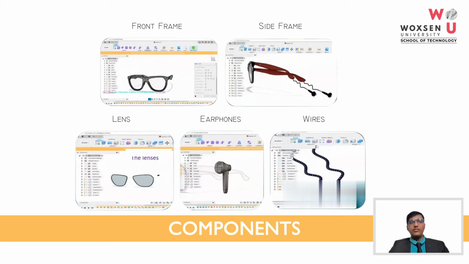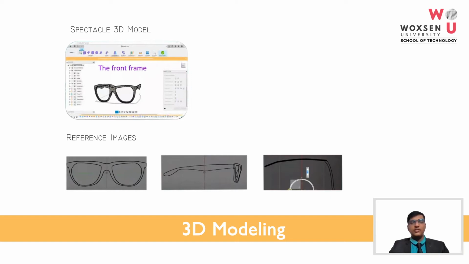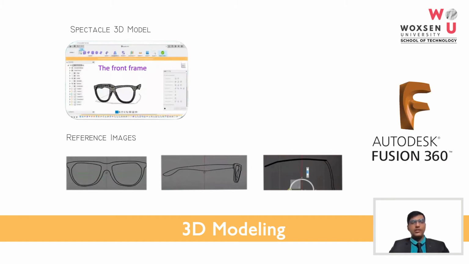How were these components made? As you can see in the three pictures below, I took those three pictures as reference and formed a 3D model of it. Then, using the offset tool, I made the lenses, and using the form tool, I made the earphones and joined them together to make the final model. To make this model, I used Fusion 360 software.